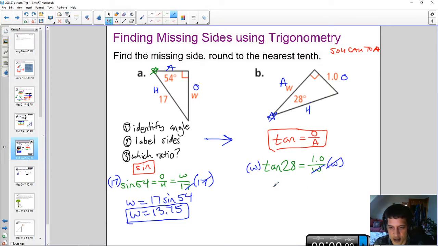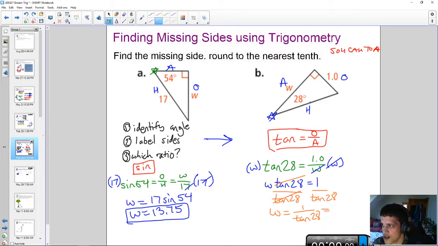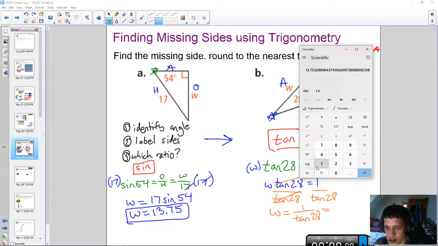Okay, and then we get W tan 28 equals 1. And now I'm just going to divide by tan 28 on both sides, because that's just a number. Those cancel. And now we get W equals 1 divided by tan 28, which is equal to, using our calculator, 1 divided by tan 28, 0.53.